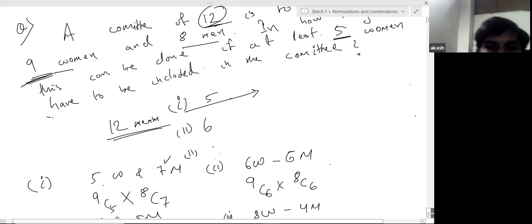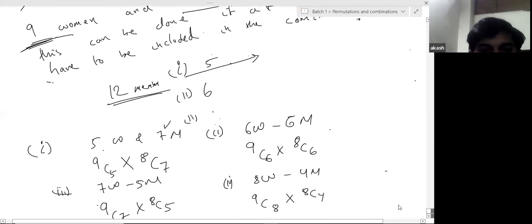So what are the cases that I can make? I can take 5 women, 6 women, 7 women, 8 women, or 9 women, because at the maximum we have 9 women. So if I choose 5 women, then the remaining have to be men, so 7 men. If I choose 6 women, then 6 men have to be chosen. If I choose 7 women, then 5 men have to be chosen. Like this, all the cases.